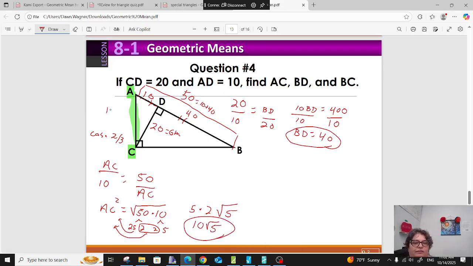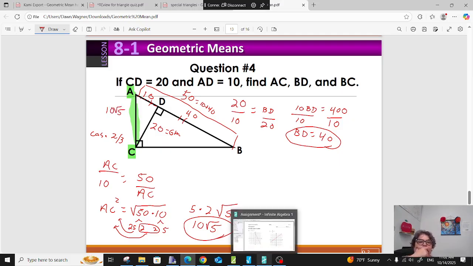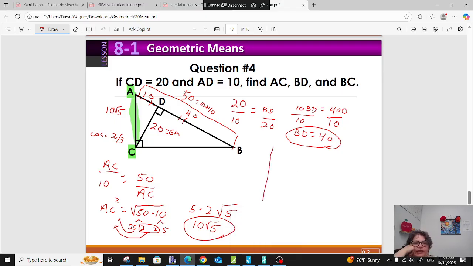Did I find it all? No. DC. Okay, so then now this is case 2/3, but I'm finding the other outside leg.